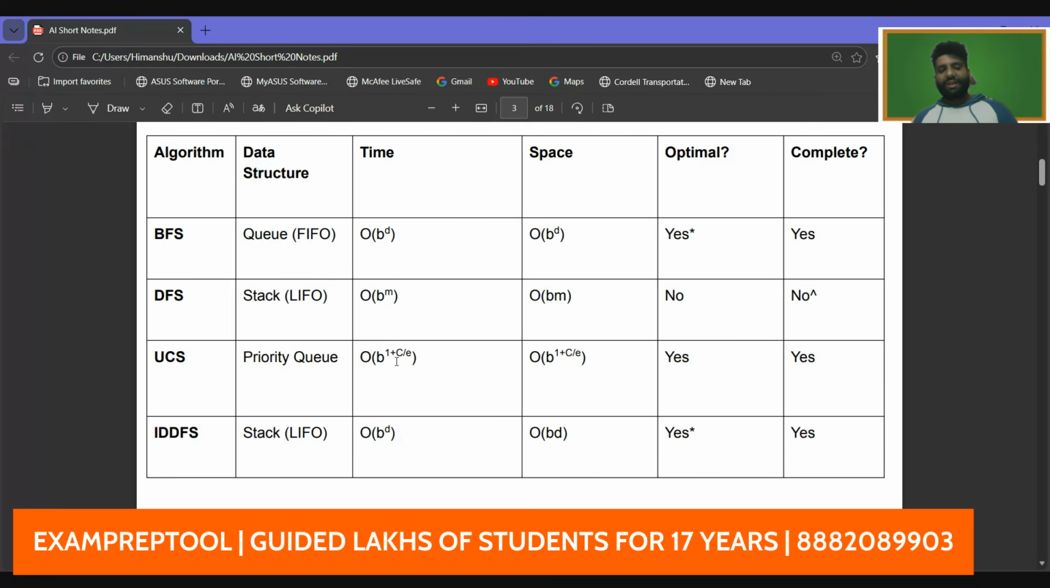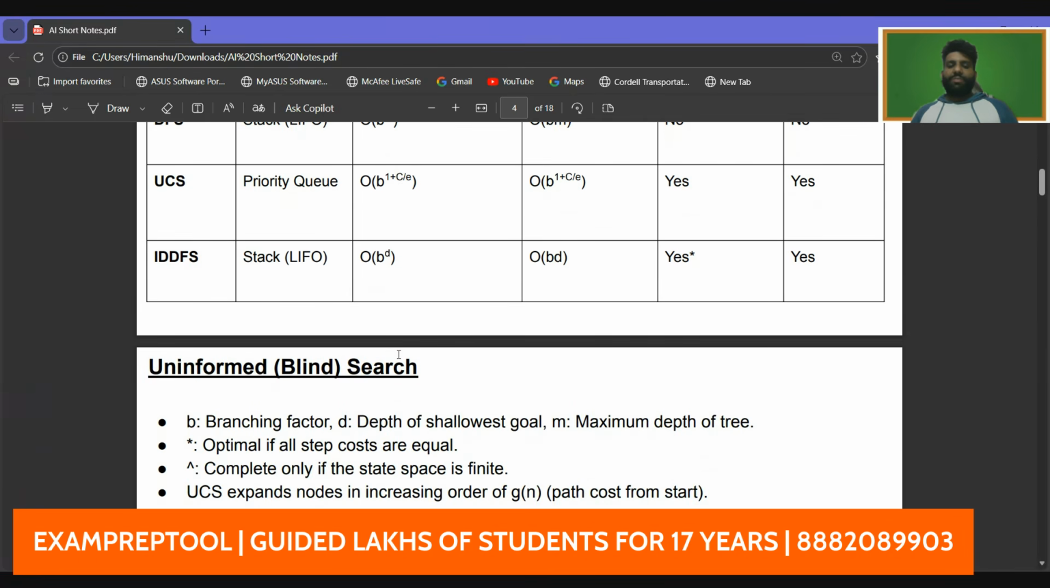So the idea is whatever is the overall cost to reach my final solution state, divided by the minimum cost. If I do that, I might get my overall number of levels traveled. So that's how it gives me that. Right now it's written C by E, but it has to be floor of C by E plus 1, which would give me the overall time and space complexity for this. So that's our uniform cost search.